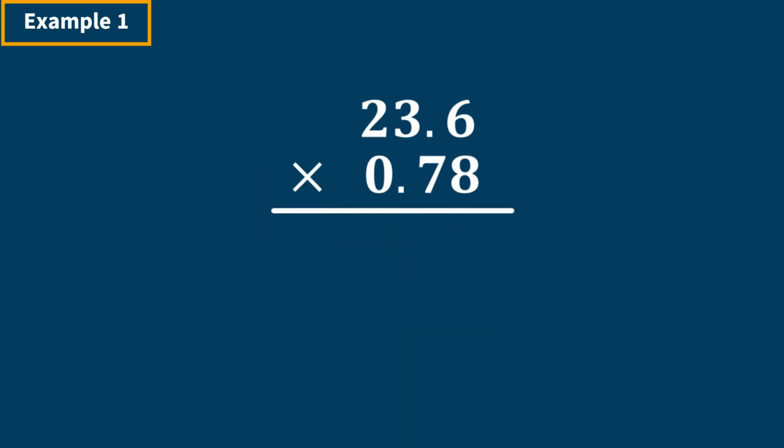Let's start with the 8 first. 8 times 6. That's going to be 48. We put 8 here and a 4 on top. Now we go 8 times 3, which is 24. 24 plus 4 is 28. So we put the second digit here and the 2 on top. Now what we have is 8 times 2. 8 times 2 is 16, plus 2 is 18. So we got our first number complete.